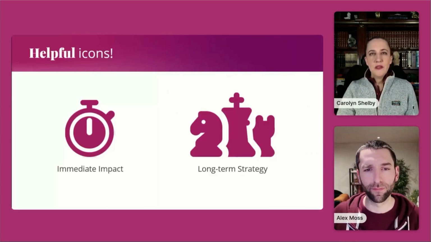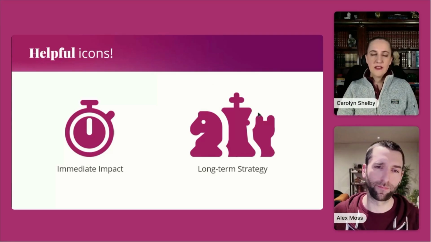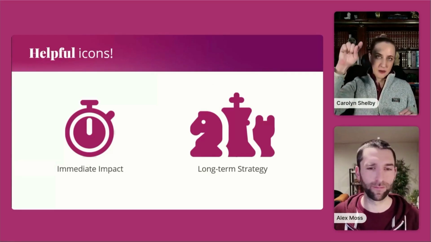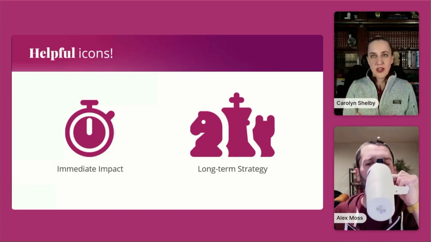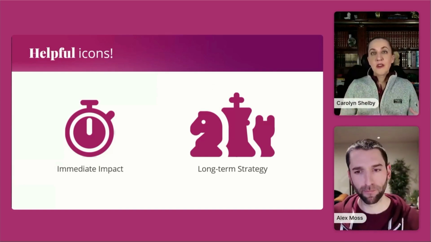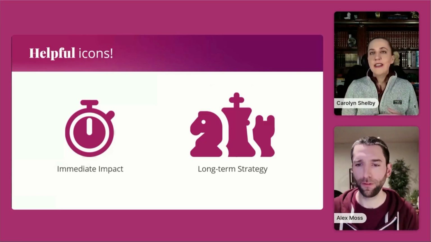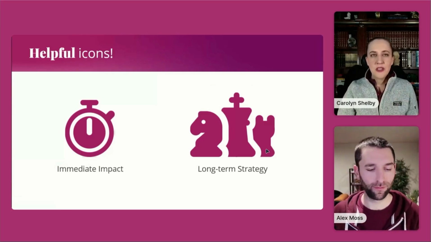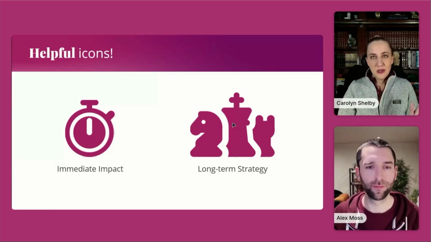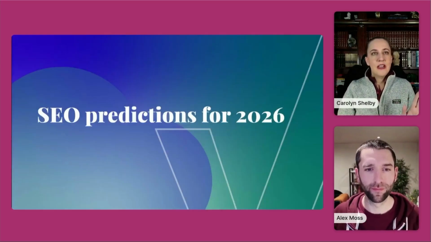So, in our slides, we have a little icon in the upper right-hand corner that says immediate impact or long-term strategy. Those are just there so that if you're going through the slides later, it immediately lets you know what it is that we're talking about. It's just a little visual cue. It's cute. We like it. We found it useful.